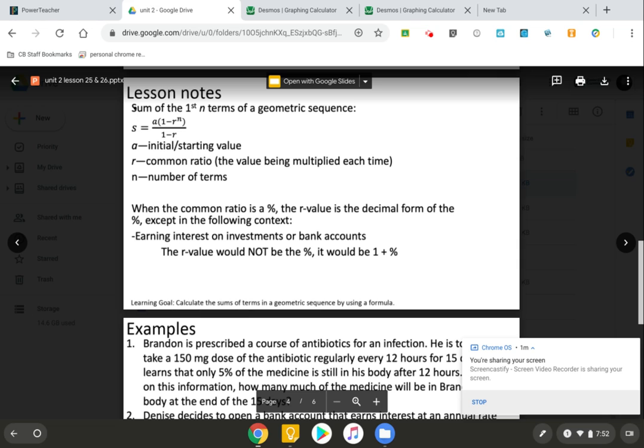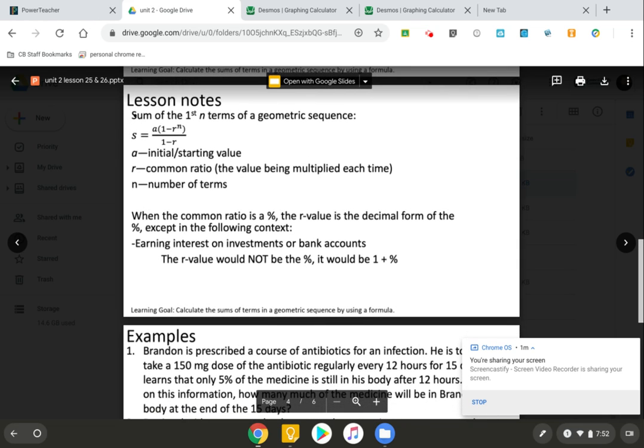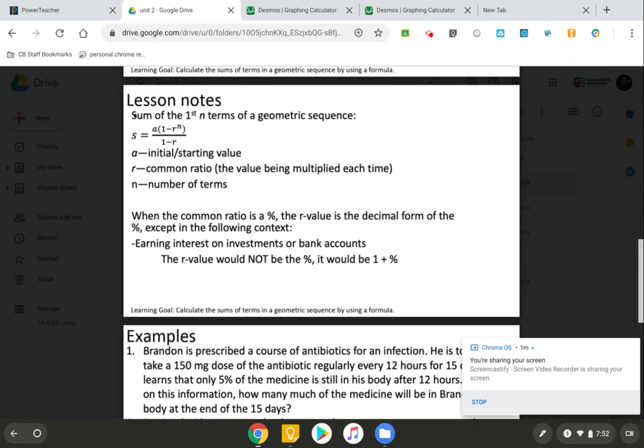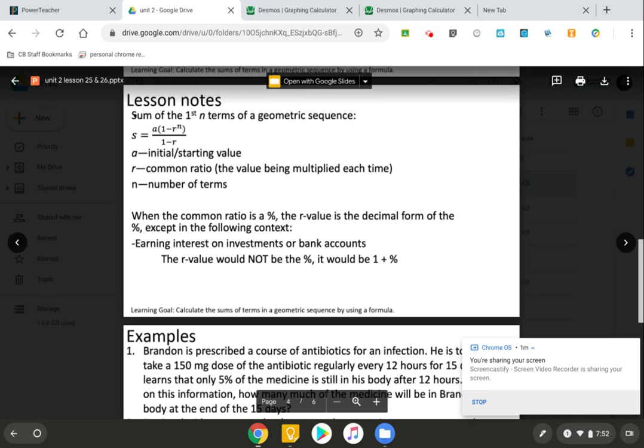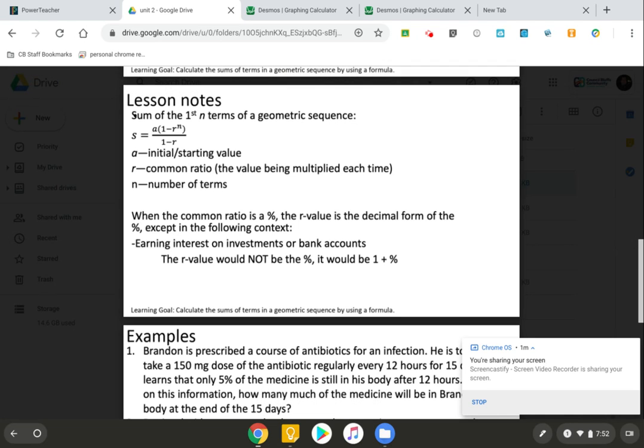Okay, so this formula is really important. You're going to want to make sure you write this down in your notes. Not just the formula, but also what each of the variables stand for. There will be at least one question where you have to use this formula on the test on Thursday. So it's really important you have this written down in your notes.